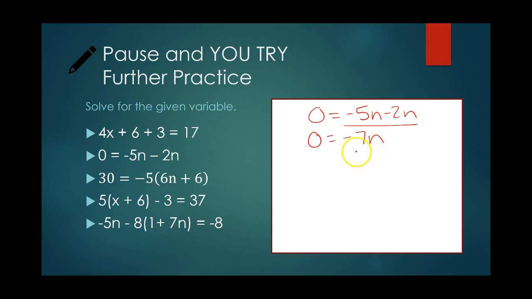Now I still have to get n by itself, so I'm going to divide by the coefficient, just like I always would. But I'm still going to end up with 0 here. 0 equals n. So it is okay to get a variable that has a solution of 0. Sometimes that throws us off a little bit.